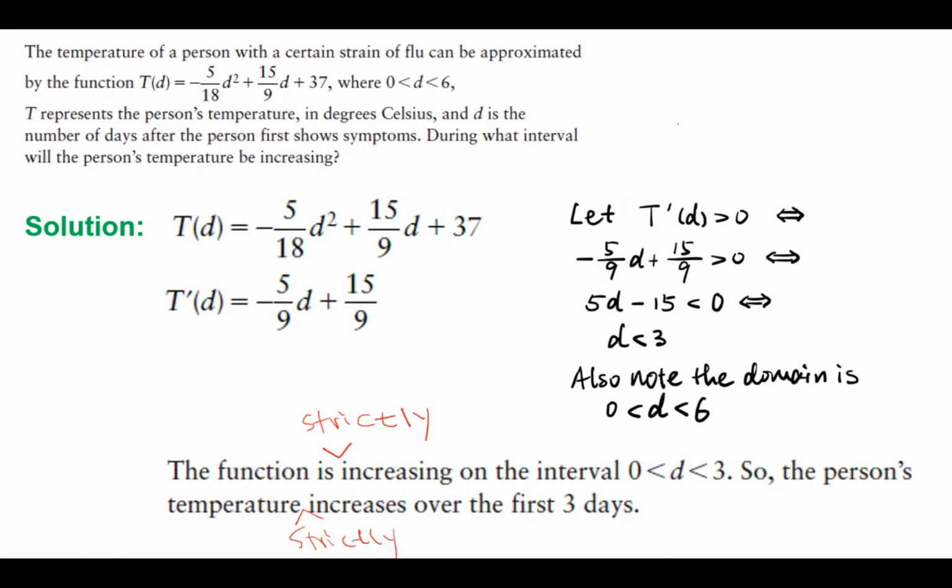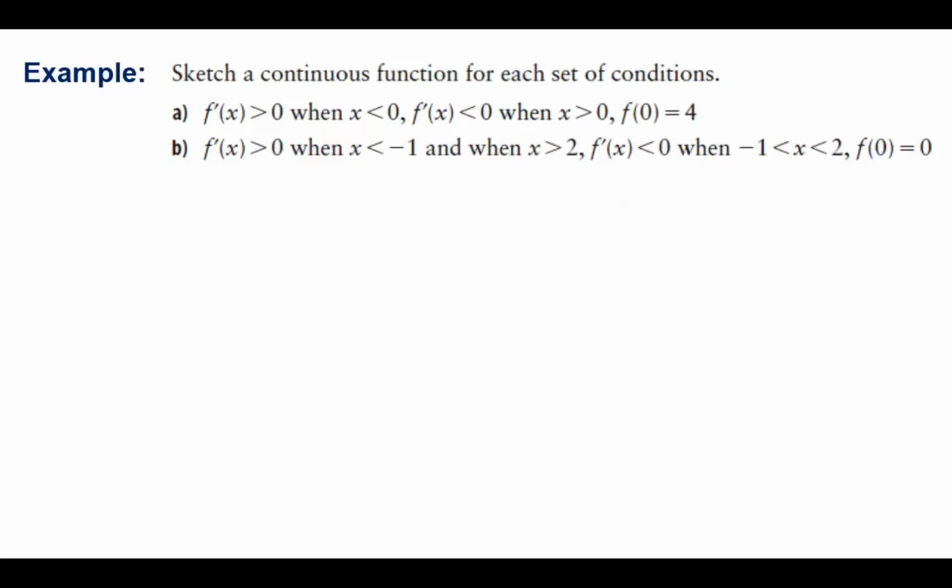Over the first 3 days, because D denotes the number of days passed, right? You understand? Any questions? No? Okay. Then let's see another question.